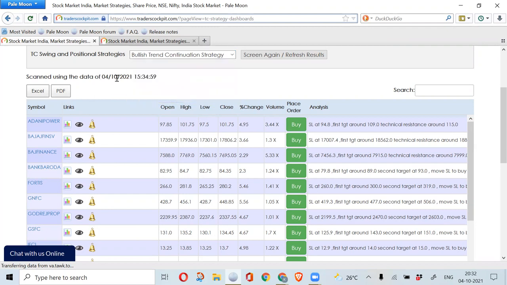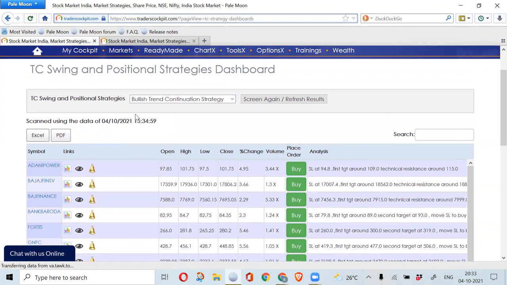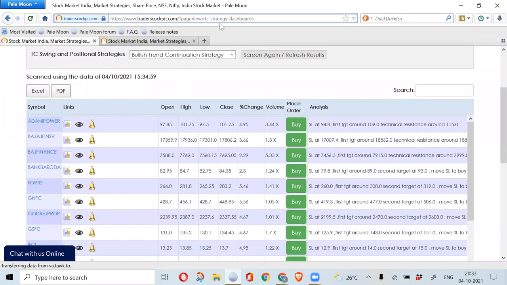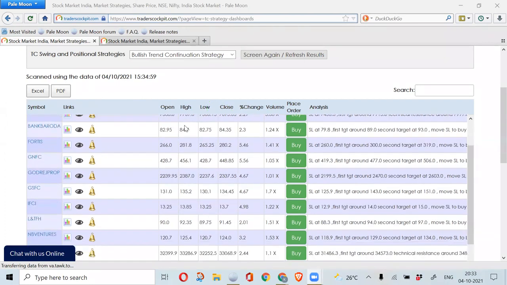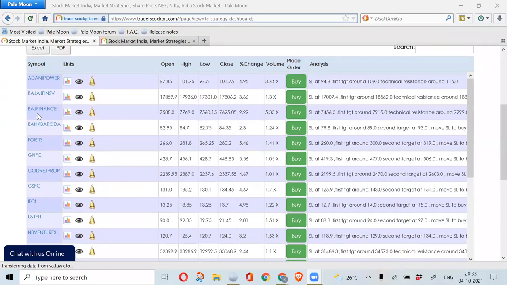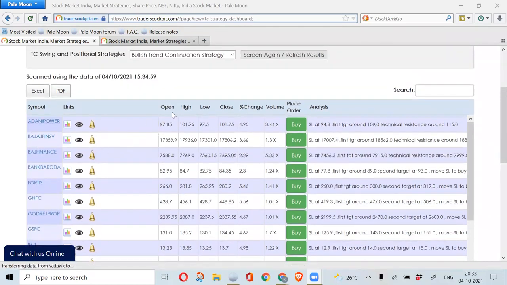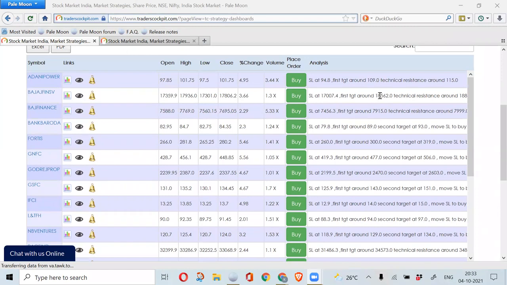So the time frame for the swing and positional trading system is on real-time candles, and the analysis will be available from 2 o'clock. So starting from 2 p.m., the analysis results will be available for you basing on swing and positional trades. So accordingly, you can select any strategy and you see the list of the stocks here with their specific open, high, low, close, percentage of change and volume. And also here, the first target, second target and stop loss will be given respectively.